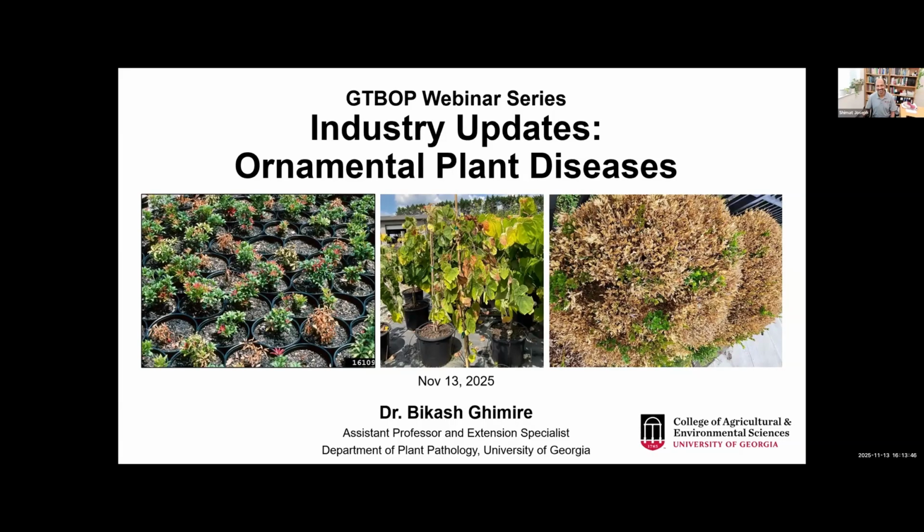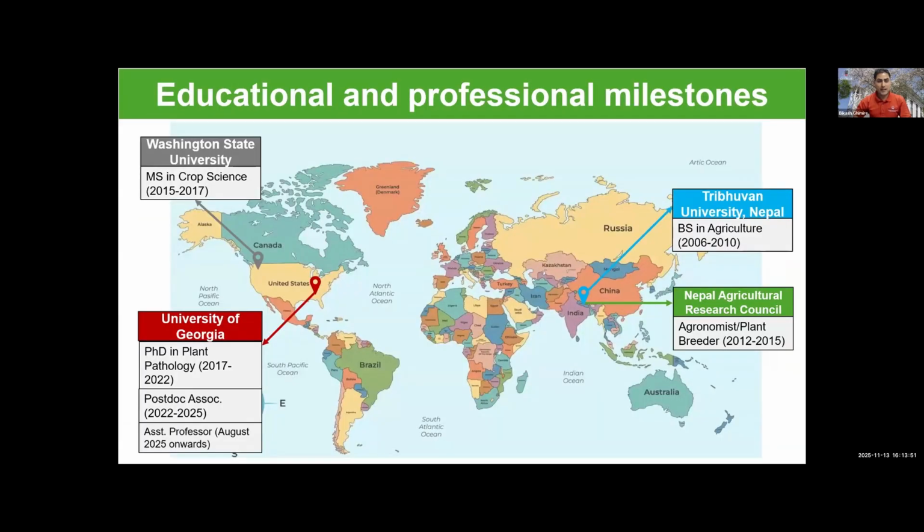Thank you for having me, and it's a pleasure and an honor to be here. And I would like to talk about the industry update on ornamental diseases. But before that, I just want to give you a quick overview of my background, which started back in the fall, where I completed my bachelor's degree and then joined for a few years in a government research institution. And after that, I moved to Washington State University to do my master's in crop science. Then I moved in 2017 to University of Georgia, and I never left because I completed my PhD.